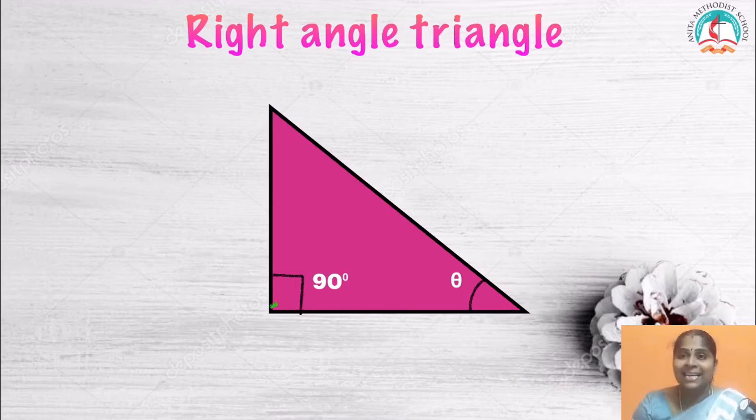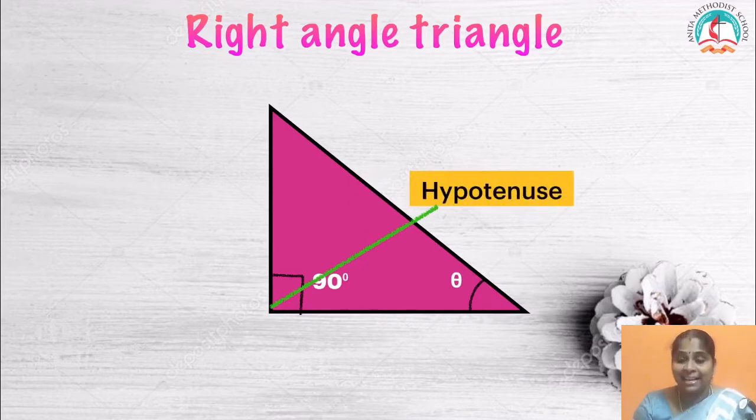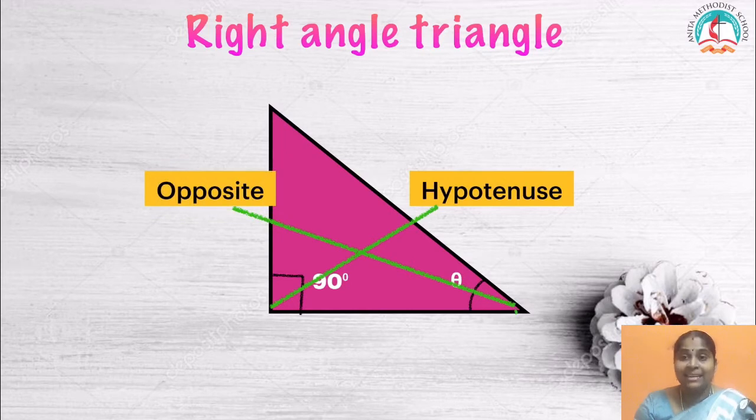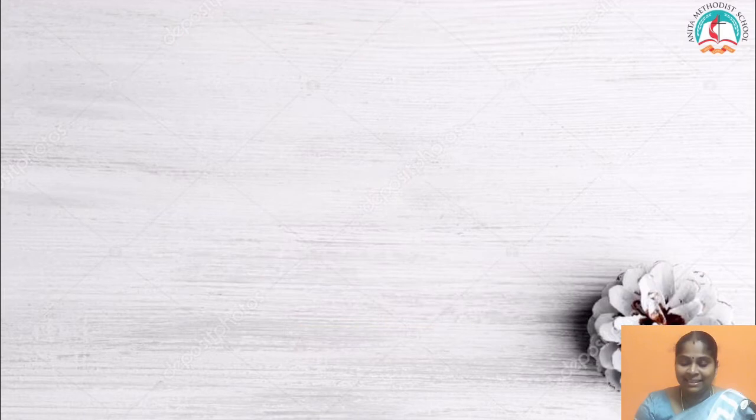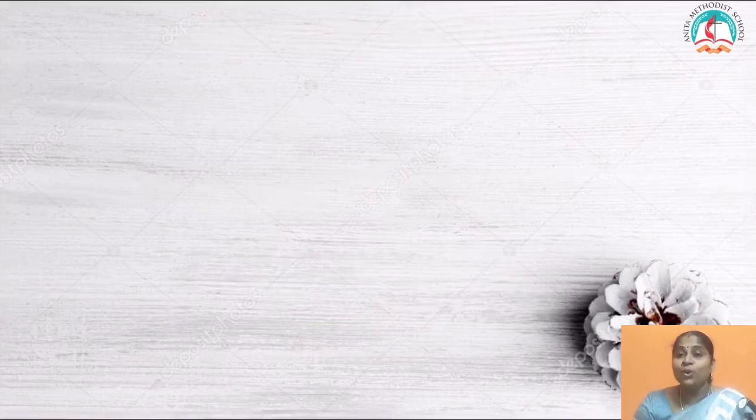The side opposed to the 90 degree and the longest side of the triangle is considered as hypotenuse, and the side opposed to the angle theta is opposite, and the side near to the theta is adjacent. Using this, we are going to look at the trigonometric ratio.